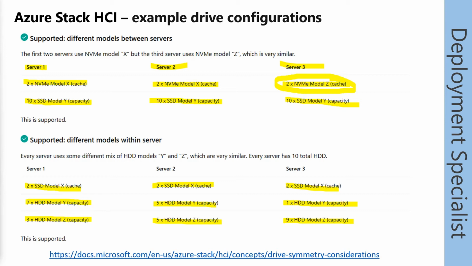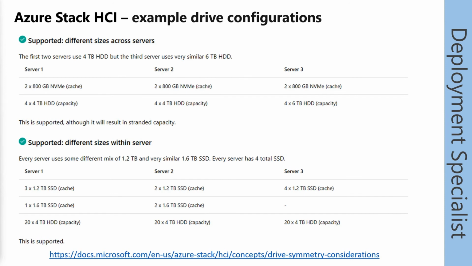This might happen. It's also supported to, for example, have NVMe cache drives, in each server 2 times 800 gigabytes. Now we have hard disk drives, where in the third server we have larger drives. Maybe the 4 drives in server 3 failed one time, and we had to pull them out and replace them, but our replacement disks were larger. In this configuration, we will have stranded capacity in server 3 that we cannot use.